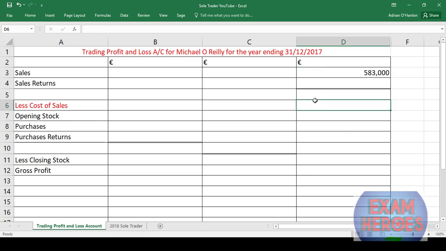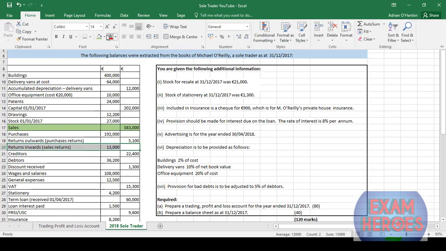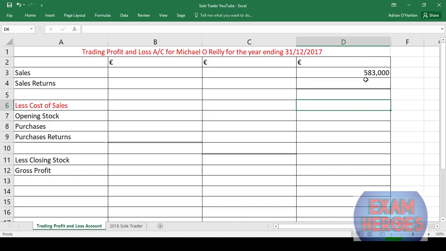So we have sales returns. This means some of our customers weren't happy with some of the goods we sold, and the sales returns, which are returns in, they're coming back to you, are 13,000. So that's an adjustment you have to do. So just take the returns away from the sales. You should get 570,000 euros. That's this adjusted sales figure.